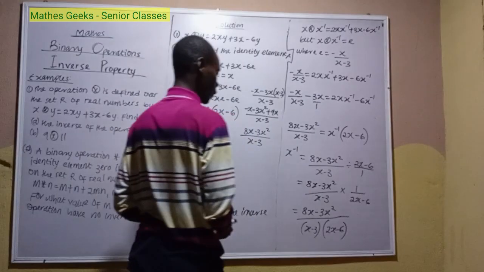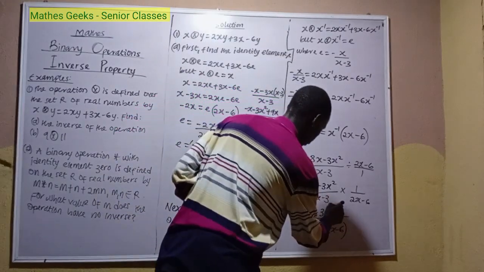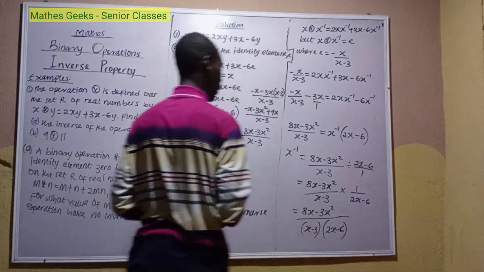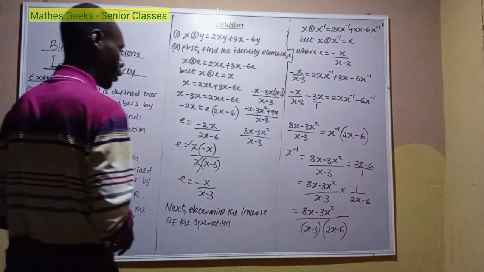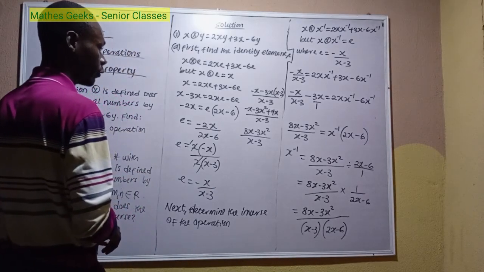Minus 6. So this is our final answer. So (8x minus 3x squared) over (x minus 3, 2x minus 6) is our final answer. That's the inverse.